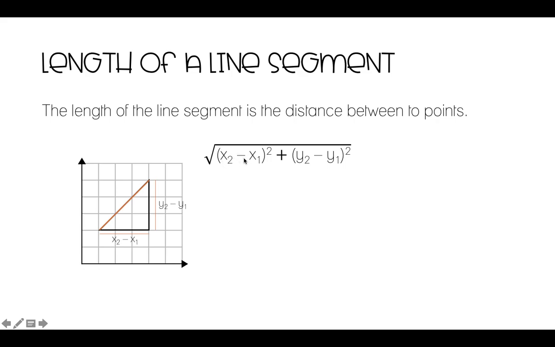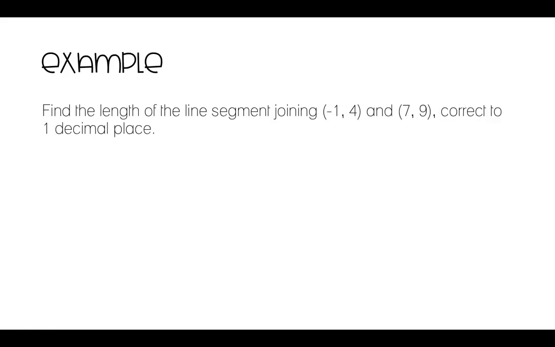So the length is the square root of x2 minus x1 squared plus y2 minus y1 squared. That's the formula you need to remember for length of line segments. Let's do an example. Find the length of the line segment joining -1, 4 and 7, 9, correct to 1 decimal place.